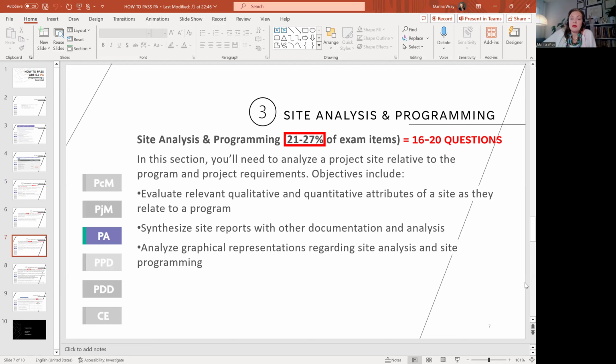Make sure you really know the site, that you are familiar with it. Also analyze graphical representations regarding site analysis and site programming. I'm sure you've seen the topographic maps with the valleys and hills and the lines represented there. You know how to read them, because you need to know how the water flows, right? You need to know where to locate the site, especially the hill, right?